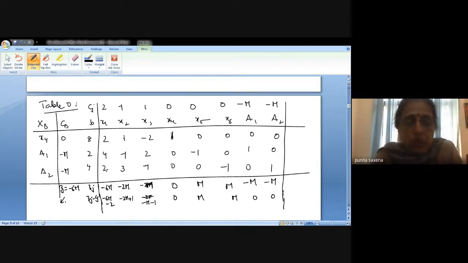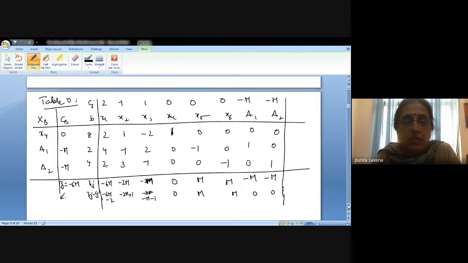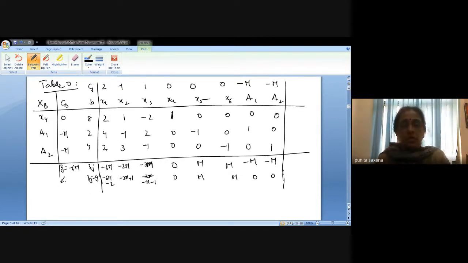Now, of course, because of M and because of the minus sign also, this is definitely not an optimal solution, because you have so many negative zj minus cj's. The only thing is that this is 0, this is 0, this is 0.